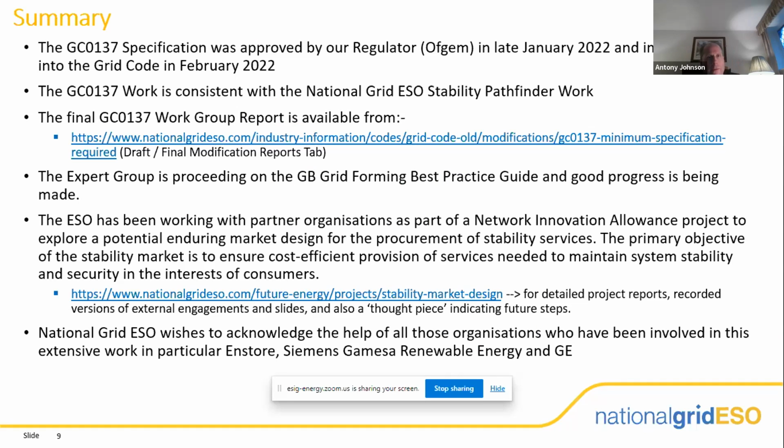So just for your information, the grid forming specification was approved by our regulator in January 22, and it was implemented in our grid code in February 22. The work's consistent with Stability Pathfinder. There is rafts of information from that link on the grid forming report. So that's well worth a read, but do make sure you get enough time because you need a good half day. The best practice guide is now performing, and Dechao will mention that. And then there's obviously we're working with partner organisations to develop the stability market.